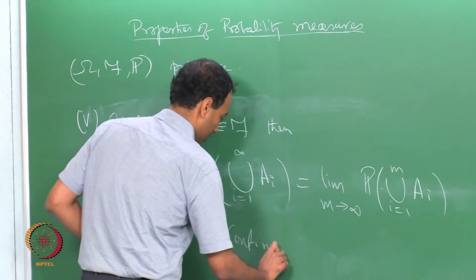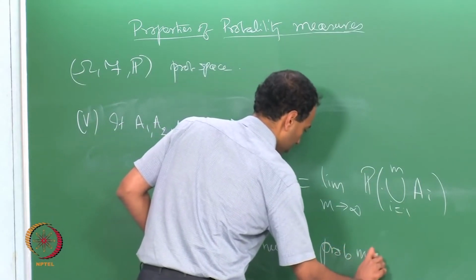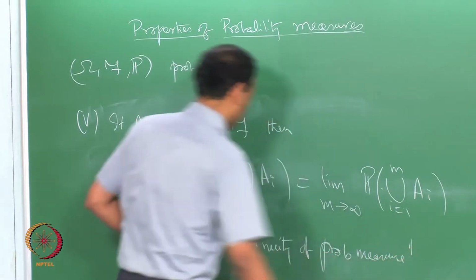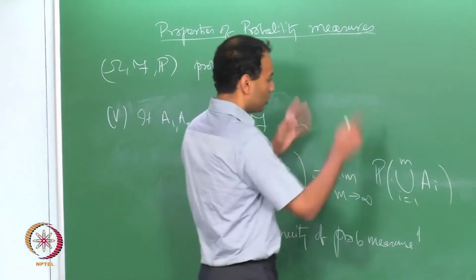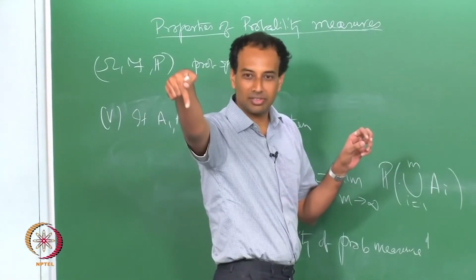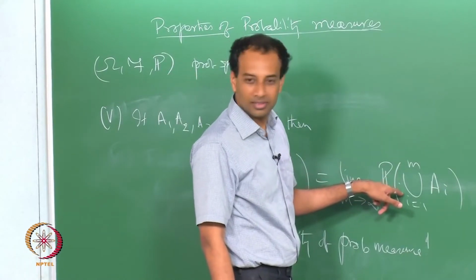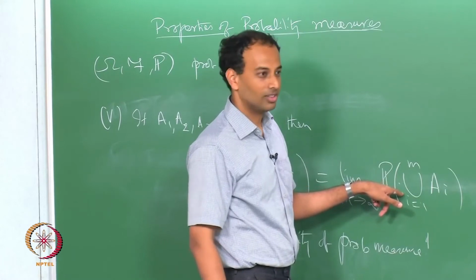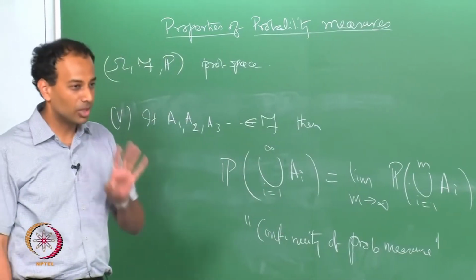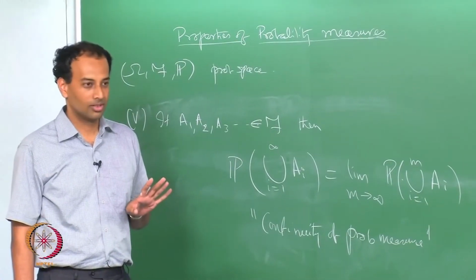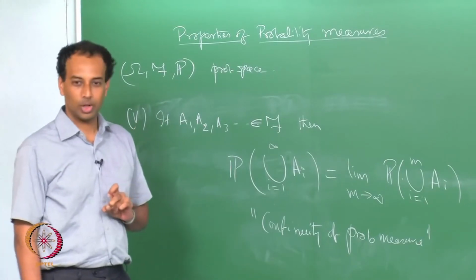Okay. Continuity of probability measure, that is what this property is called, for obvious reasons. If you have a continuous function, you take the limit inside the function. This looks as though you can just take the limit inside. That is why this is called the continuity of probability measures. This is a highly non trivial statement. Okay. This is by no means obvious. Actually, it takes some serious thinking to even understand what this property means.